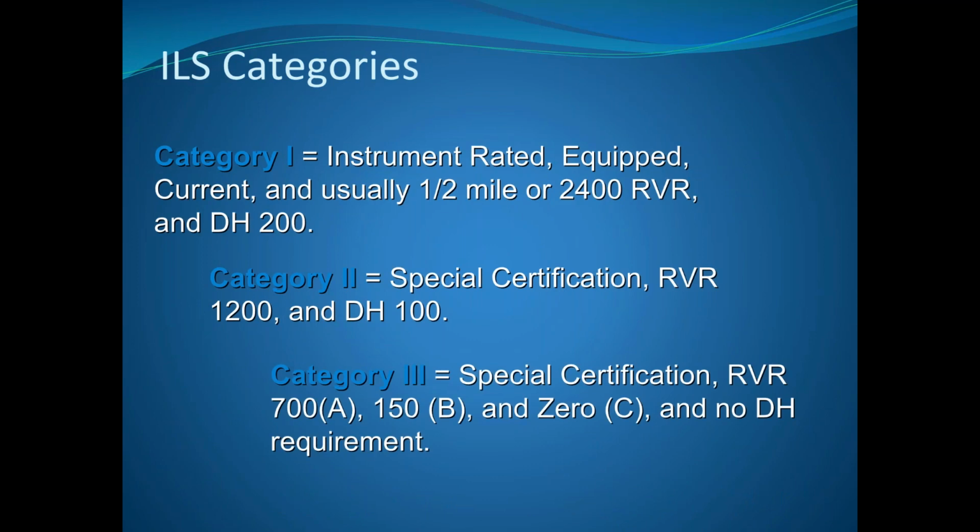an extremely low visibility requirement. So once again, it requires that special certification from the FAA, and you have to have a lot of equipment in order to shoot a category 3 approach. So your RVR will typically be 700 for category A aircraft, 150 for category B aircraft, and 0 for category C aircraft, and no decision height requirements. So that means that basically you don't have to see a single thing and you can land.